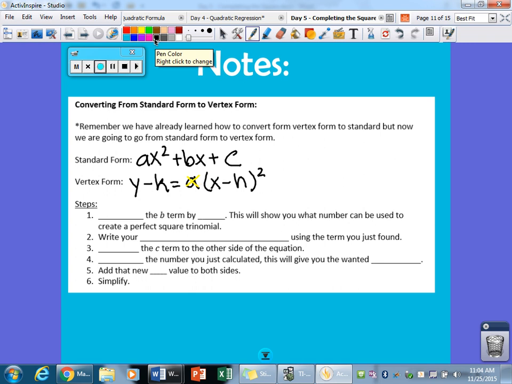I just made this a little bit of fill in the blanks so that you could walk through it with me. The first step is you want to divide the b term by 2. Again, this is what numbers you're going to use to create your perfect square trinomial, just like we did in the other problems. Then you actually want to write your perfect square binomial using the term you just found. So if you got 3, it would be x plus 3 squared, whatever it may be.